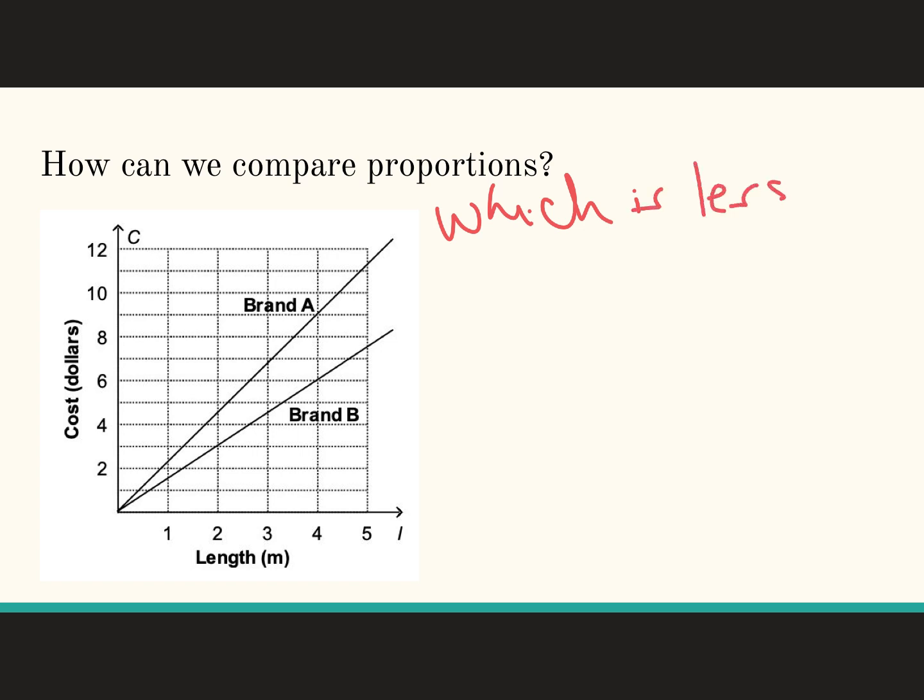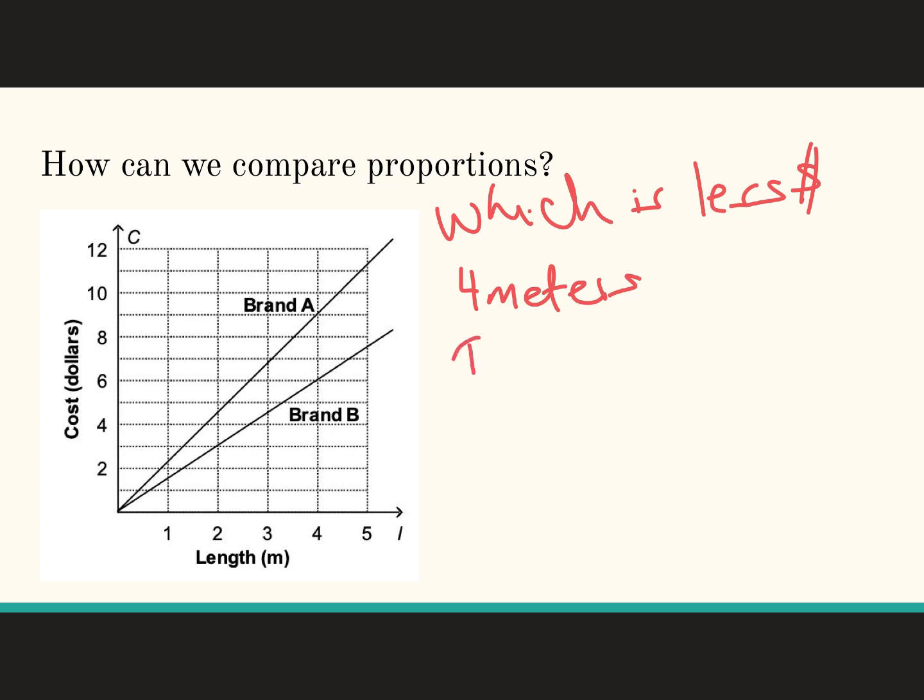Well, less expensive is going to be brand B. We can tell that the constant of proportionality is less. It is a less expensive option. So the next question we say is, how much would I save if I bought 4 meters? If I need 4 meters of cable, how much would I save to buy the cheaper one?